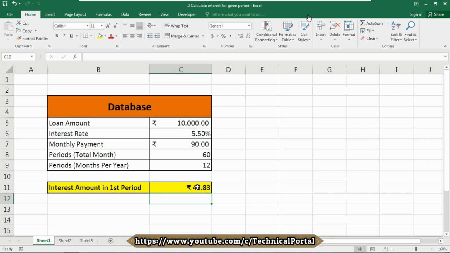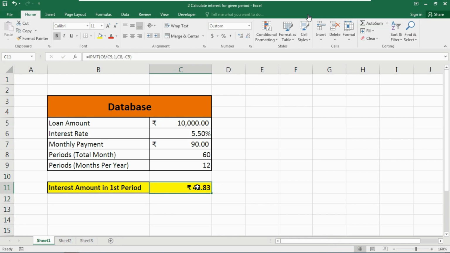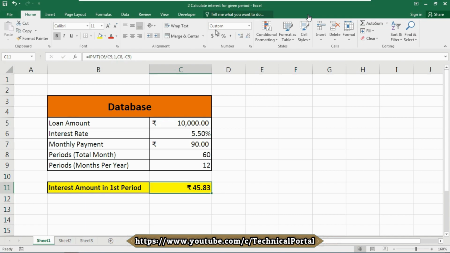Look here, you will get your exact interest amount in the first period. Now how this is actually shown, I have formatted this cell with the custom accounting number format, and then hit decrease decimal to only 2 decimal places. So with this input, the IPMT function returns 45.83, which is the interest amount in the first period according to this database. Now you can change anything here, the formula will show you the result according to your formula and your database, and it will show you the result accurately.